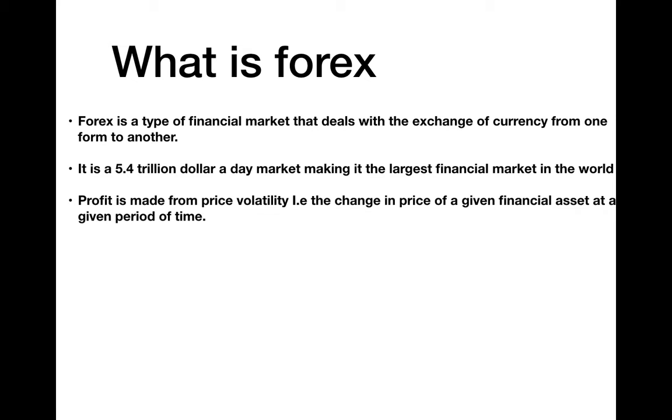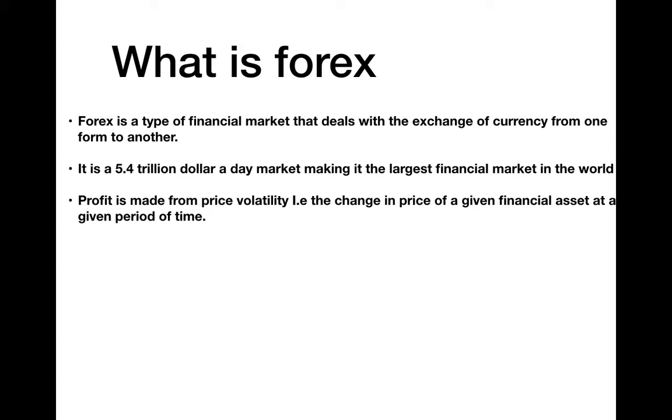Forex is that type of financial market that deals with the exchange of currency from one form to another. What that simply means is that in the forex market, all we do is exchange currency from GBP to USD and USD to GBP, and then we make profit from price volatility, which is price movement. Price is always volatile. When they say the market is liquid, it means the market has money in it that moves the market. You understand? So the market is volatile due to money that is being traded.